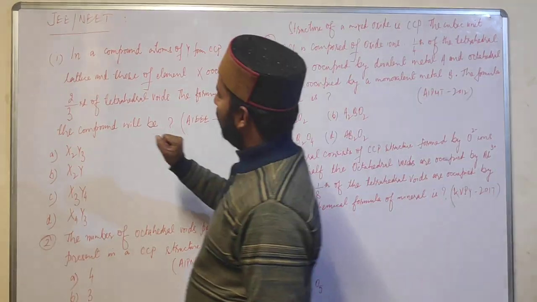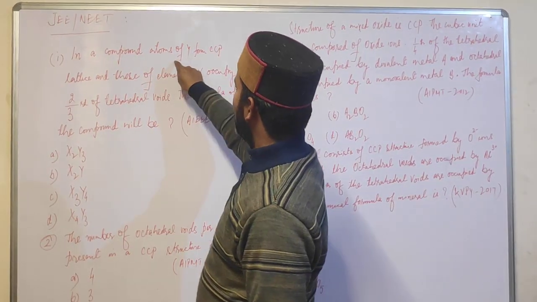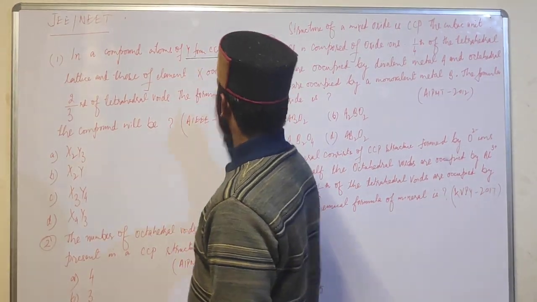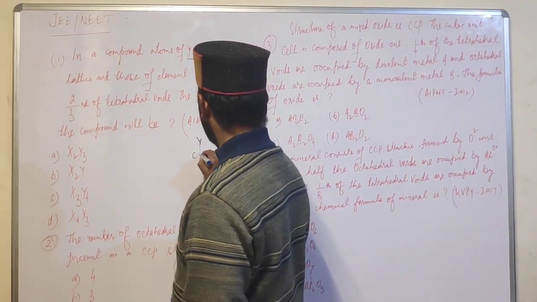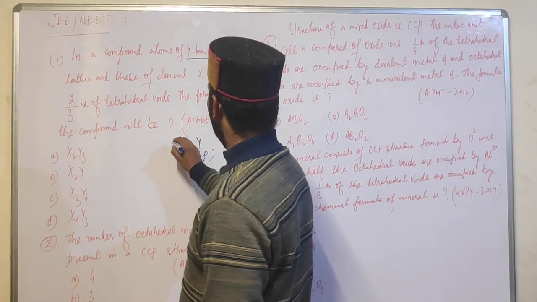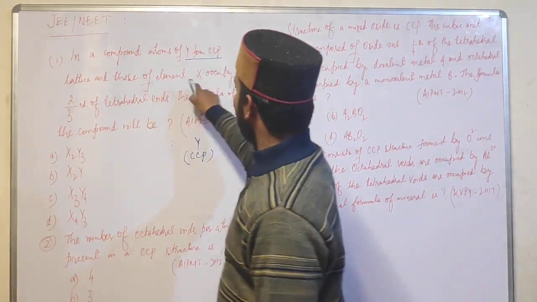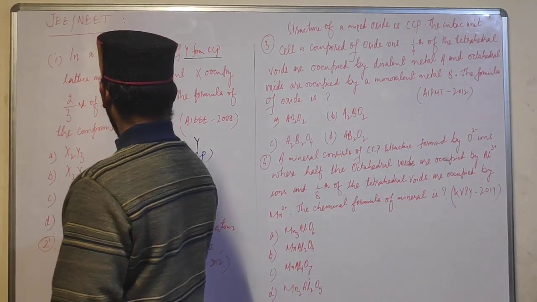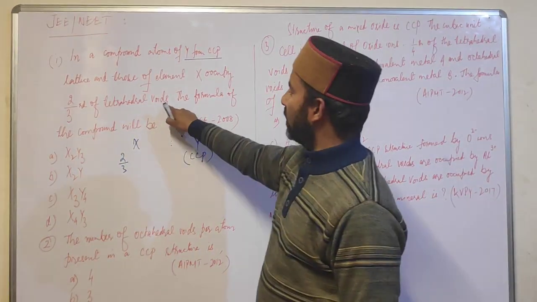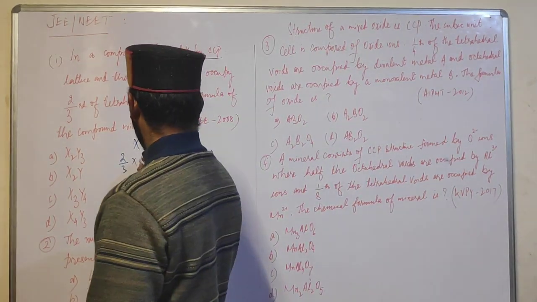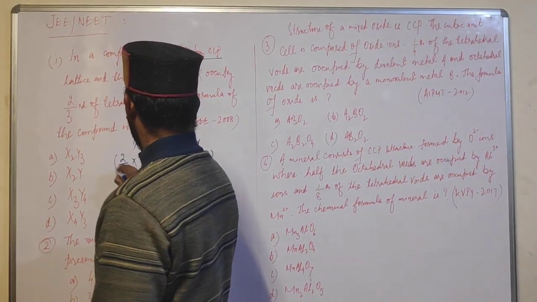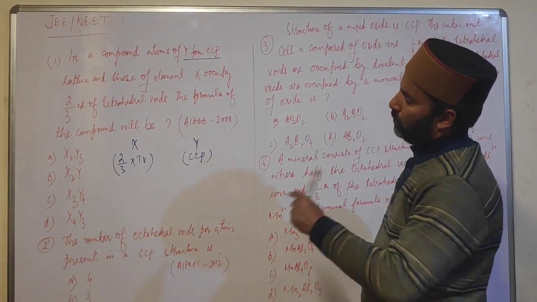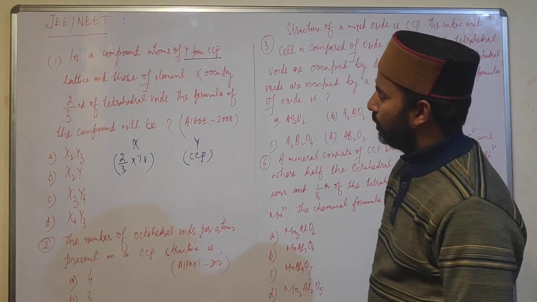Now students, the question was, in a compound atoms of Y form CCP, so Y adopts CCP lattice, and those of element X occupy 2/3 of tetrahedral voids. The compound will be, so we need to determine the molecular formula of the compound.